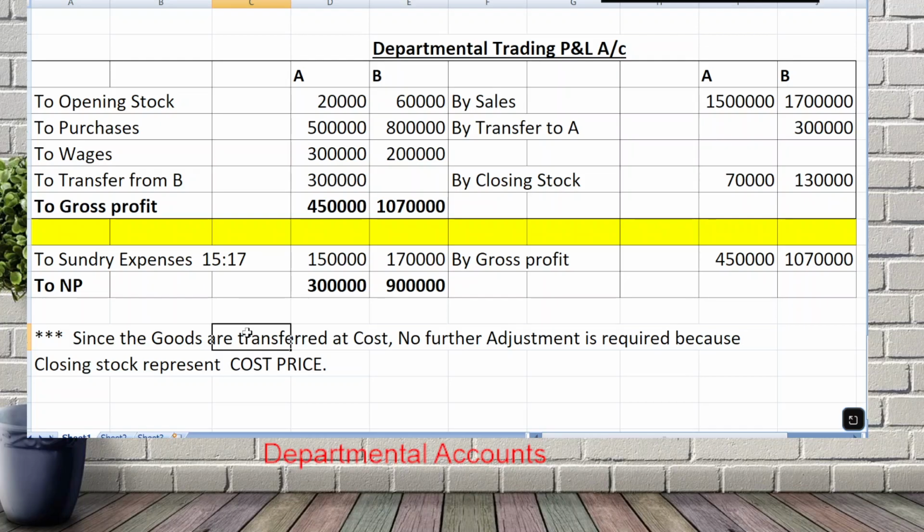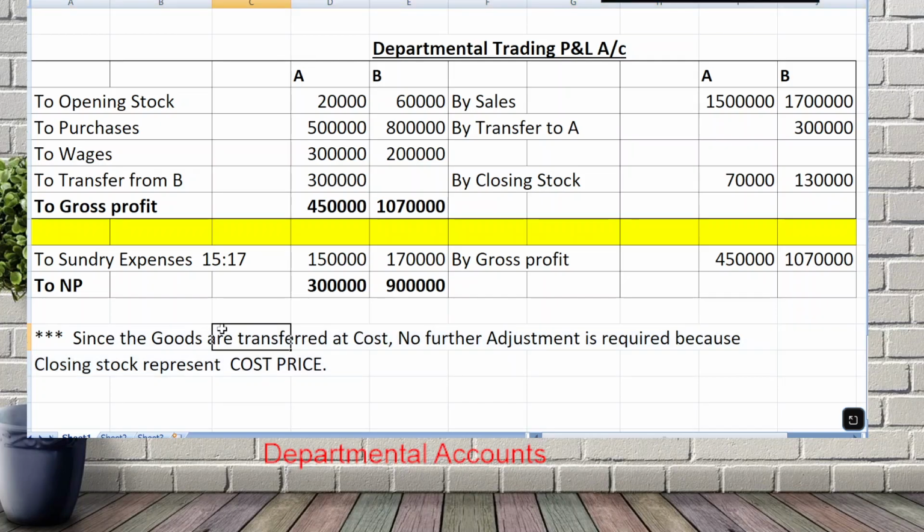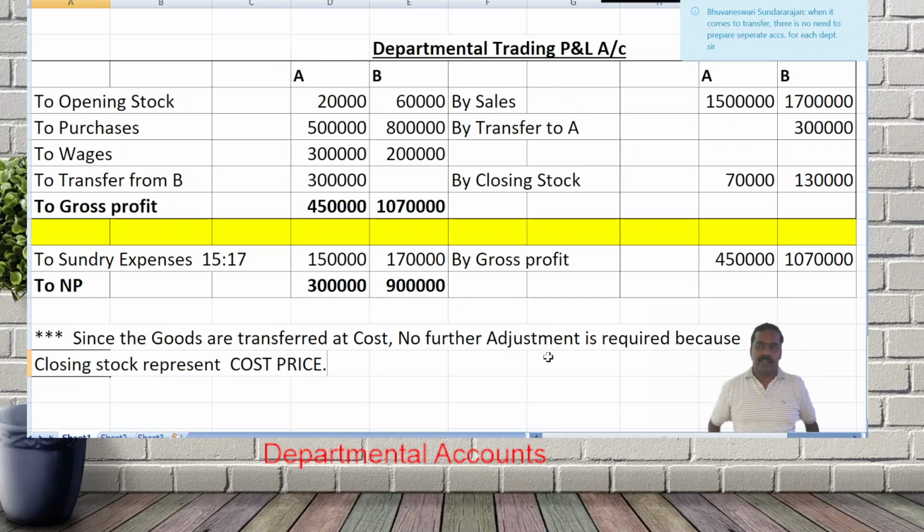So what is the extra learning in this question? How to record a transfer. Credit the giver and debit the receiver. And please note this also. I transferred the goods at cost to you. You received the goods from me at cost. So your department stock will be at what price? Cost price. No further adjustment is required.